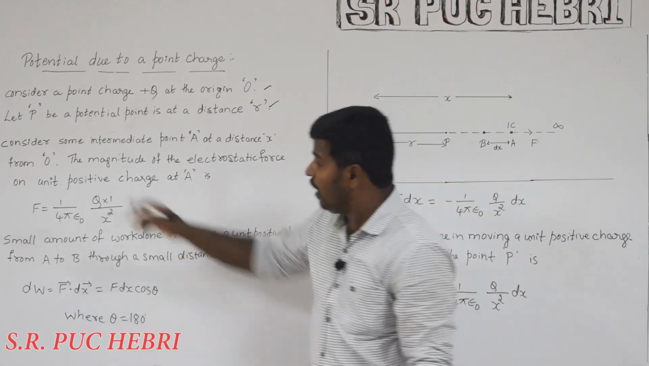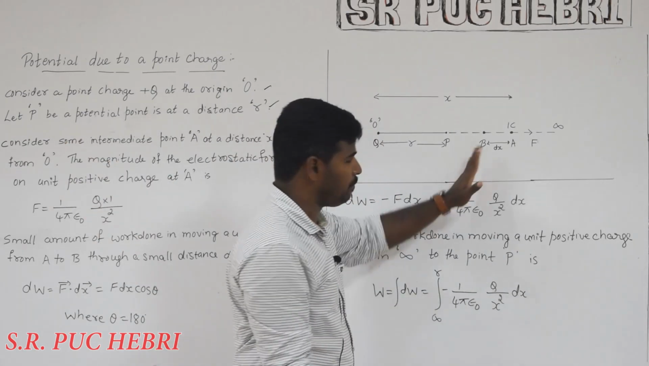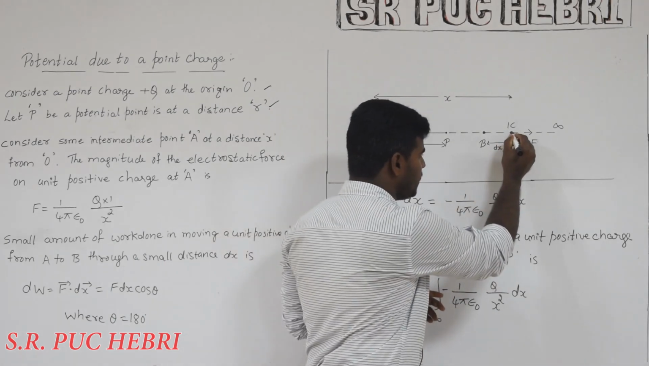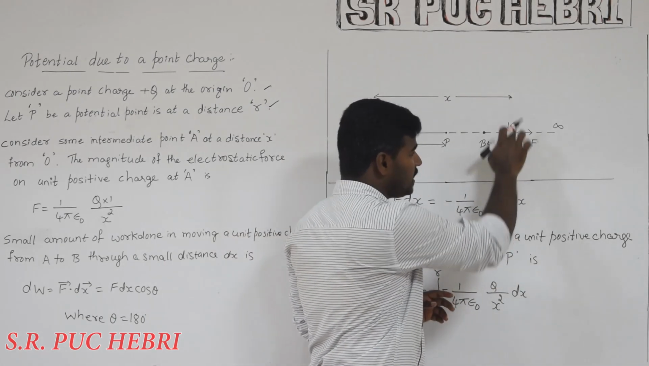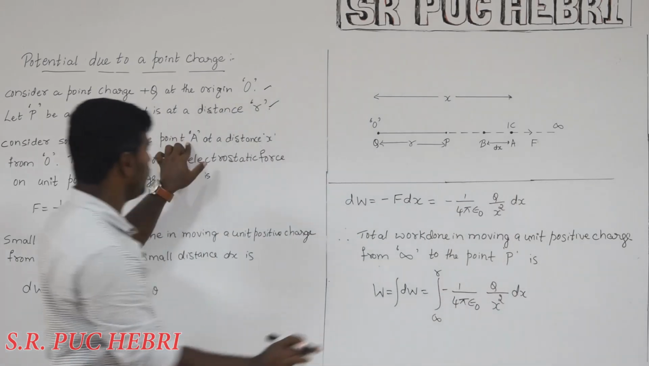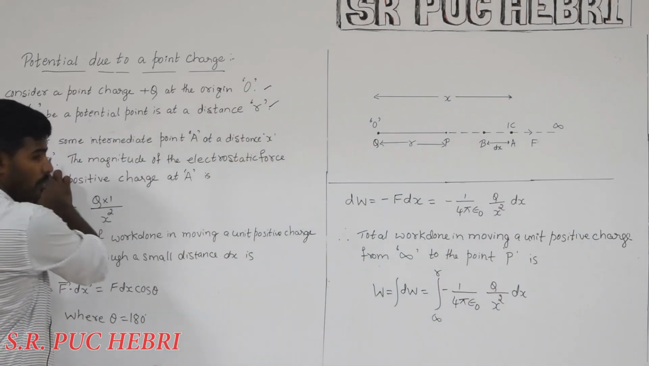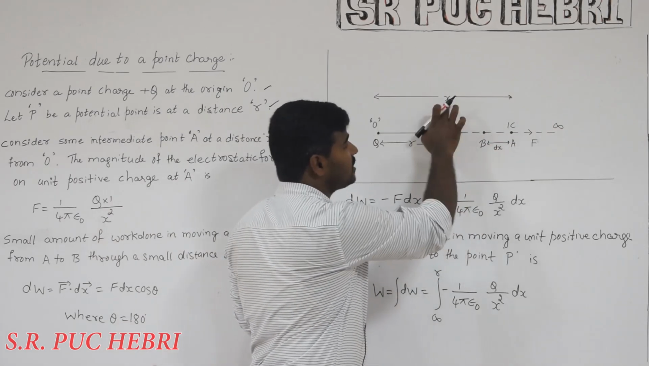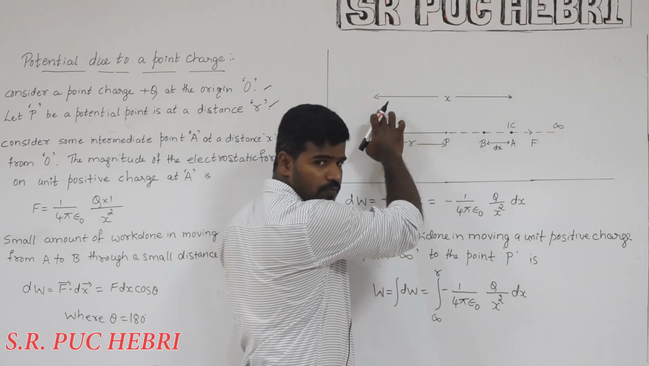Now, consider some intermediate points in an electrostatic field line. That intermediate point is known to be A. Consider some intermediate point A at a distance x from O.